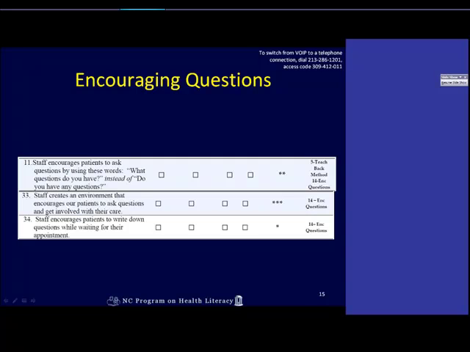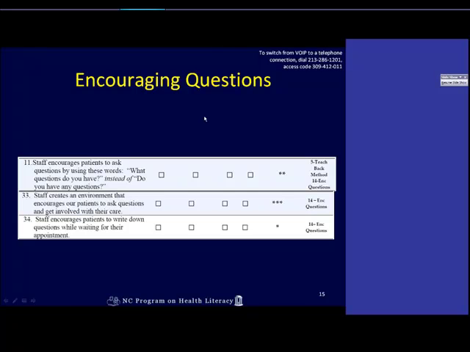And do we create an environment for our patients to ask questions and to get involved in their care? And do we encourage patients to write down their questions while they're waiting for their appointment? This also serves the purpose of setting the agenda for the visit. And all of these items in the assessment lead to Tool 14, which is encouraging questions. And this was another area, Laura, that your practice decided you could do a little bit better. And why don't you tell us your experience with this?